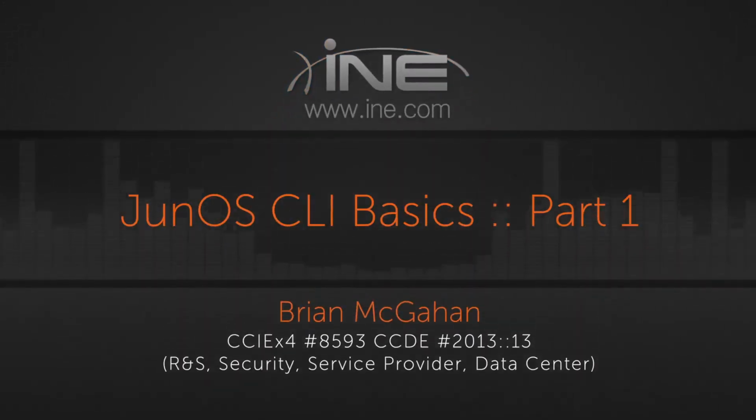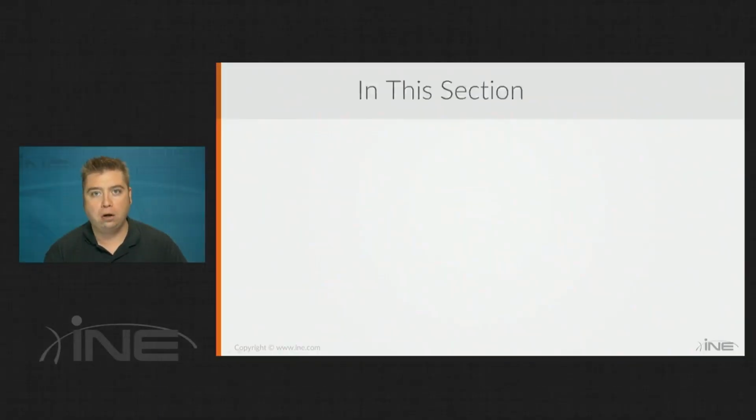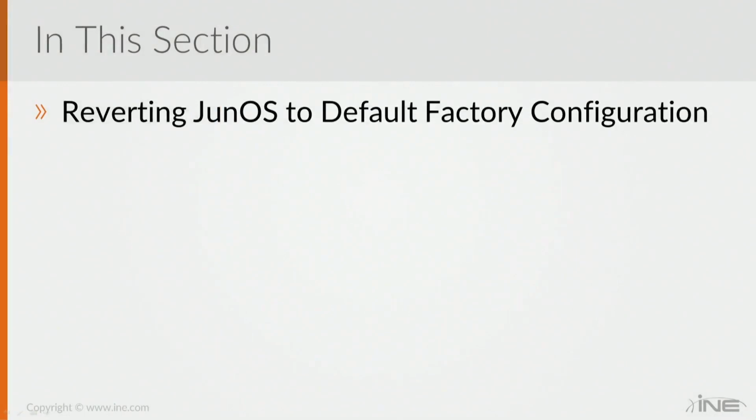In this section, we're going to look at some of the basics of the JunOS CLI. First off, starting with how do we just revert the box back to its default initial configuration, which then we'll be using as a baseline for going through some configuration examples.